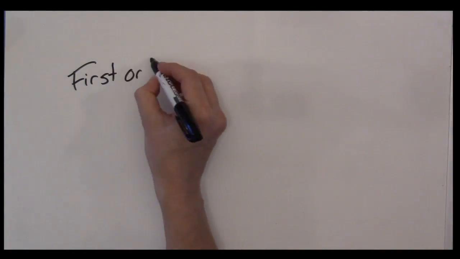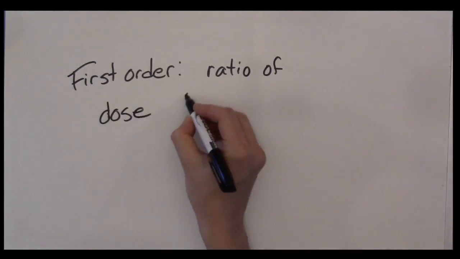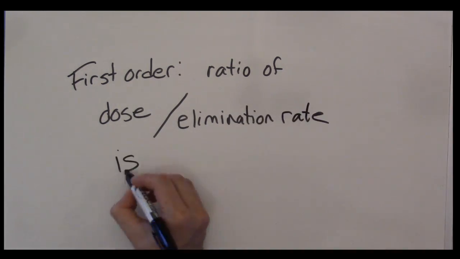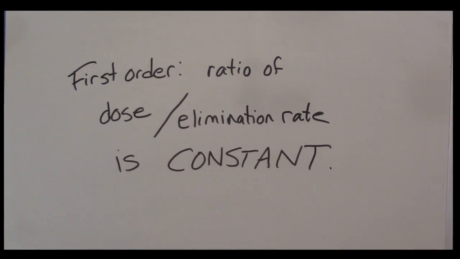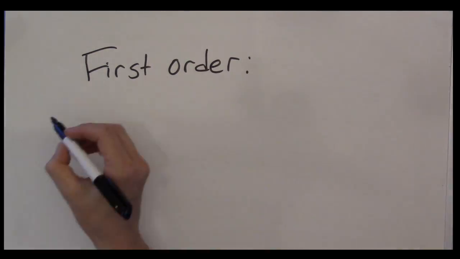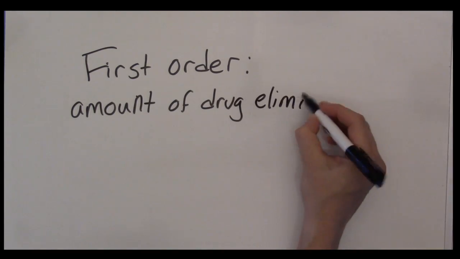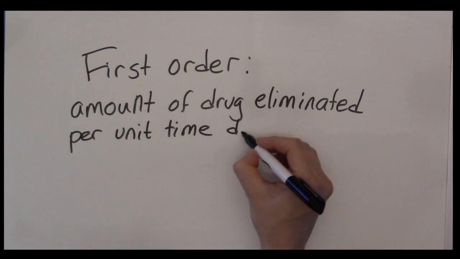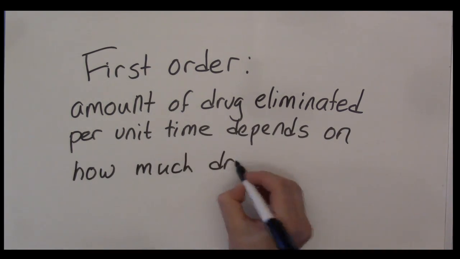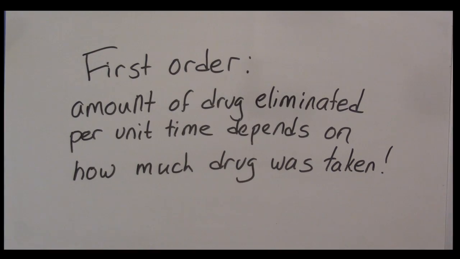Remember, the amount of drug eliminated per unit time is the definition of the drug's elimination rate. So for first order elimination, the ratio of the dose administered to the elimination rate remains constant. Another way to say this is that the amount of drug that gets eliminated from the body in a given period of time really just depends upon how much drug the person has taken into the body.